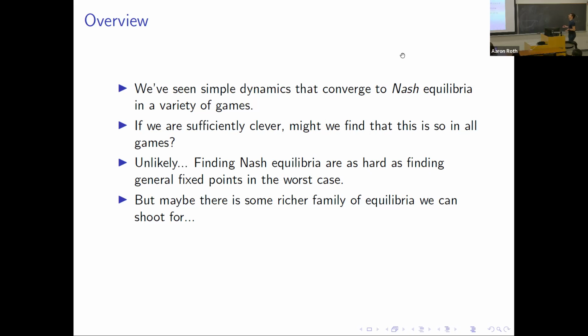But maybe there's some more general kind of equilibrium. Maybe we can enlarge the circle further, just as we have up until mixed strategy Nash equilibria so far. When we went from pure strategy Nash equilibria to mixed strategy, we got existence. Maybe when we go another level up, we can get computational tractability. And that's going to be one of the motivations for this lecture.